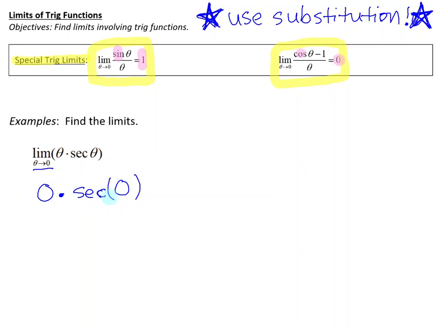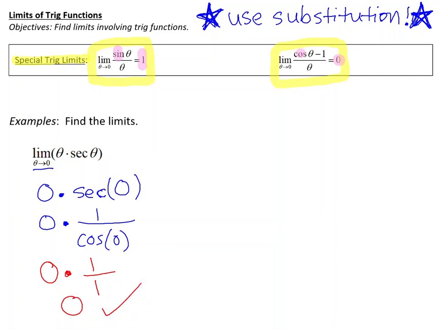Now, I'm not really familiar with secant, so I like to change it into cosine. So 1 over cosine of 0, and I do know that cosine of 0 is 1, so I'm going to get 0 times 1 over 1, and of course 0 times 1 is simply 0. So that worked out, and we didn't have to do anything special.